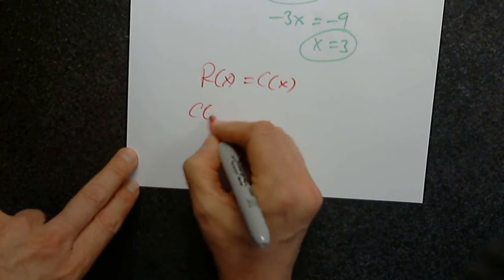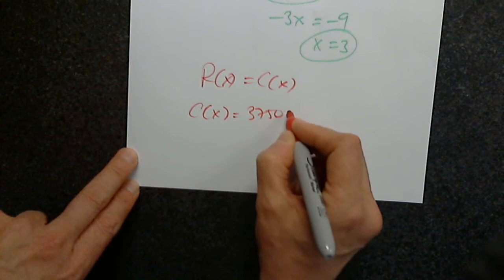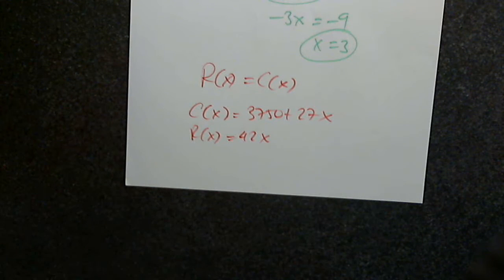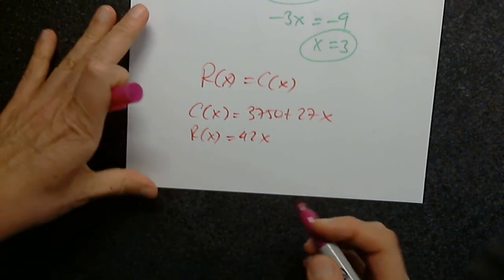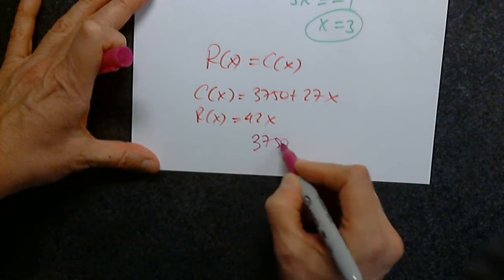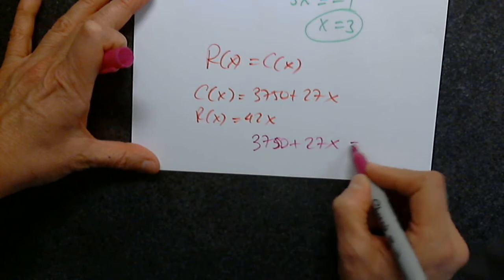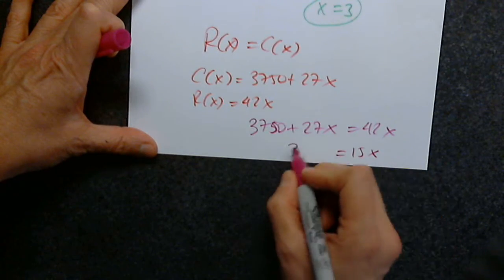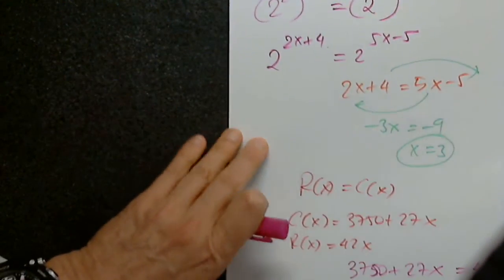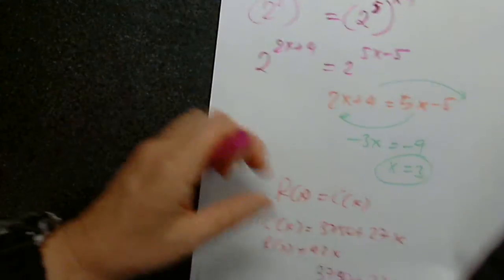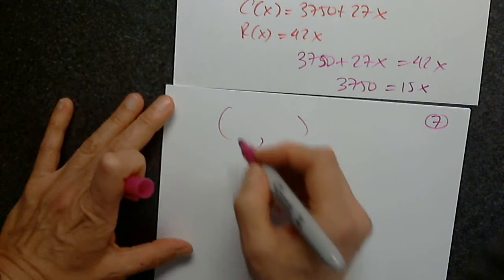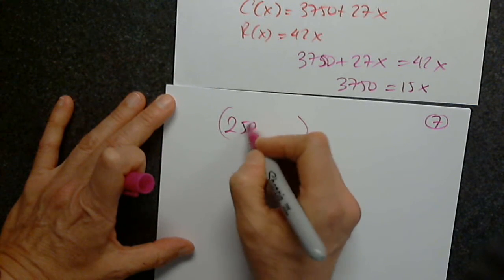Right. Okay. So we have C of x, which is 3750 plus 27x, and we have revenue equals 42x. So it's a system, basically. We have 3750 plus 27x equals 42x. I subtract 27x, and I get 15x equals 3750. Now the break-even point is a point, not just x, right? So what do we get for x? 250, very good.